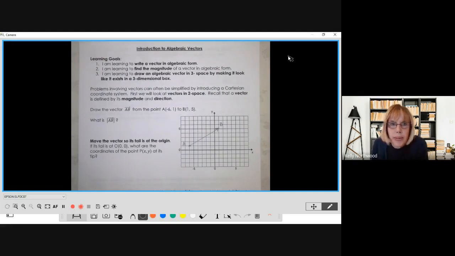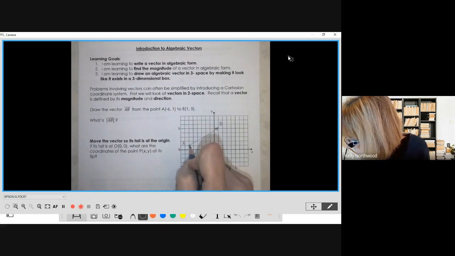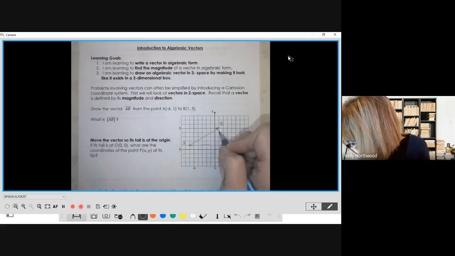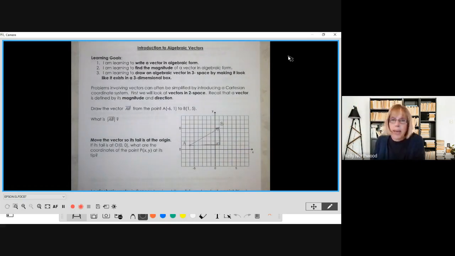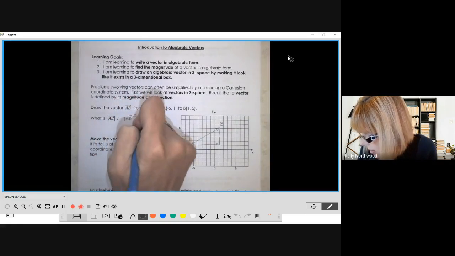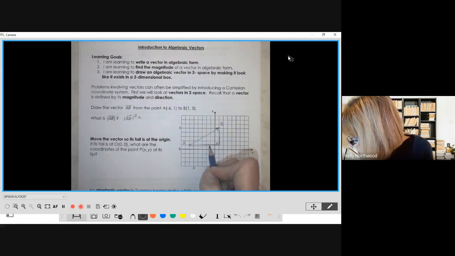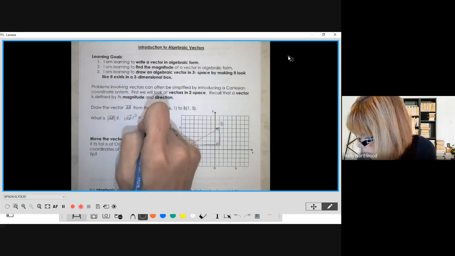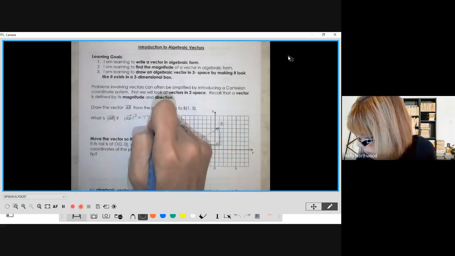And they want to know its magnitude. To find the magnitude of vector AB, I could make a right triangle here, so I could use the Pythagorean theorem. The magnitude of vector AB squared is equal to 7 squared, counting 1, 2, 3, 4, 5, 6, 7, plus 4 squared, counting 1, 2, 3, 4.